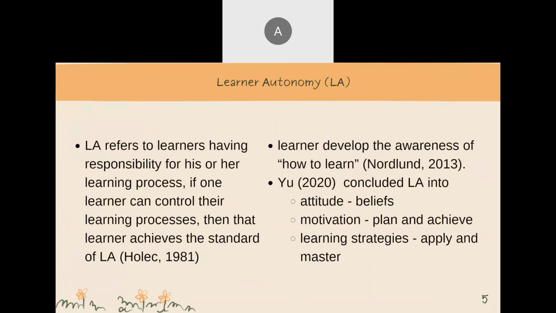And now let's move on to learner autonomy. So what is learner autonomy? In brief, that is how students can raise their awareness of how to learn, and later on they can plan or monitor their learning process, and finally they can achieve the goal they want. So learners develop the awareness of how to learn rather than what to learn. In 2020, we also concluded LA into 3 features, that is attitude, motivation, and learning strategies. If a learner can equip himself or herself with these 3 features, it might achieve the standard of learner autonomy.